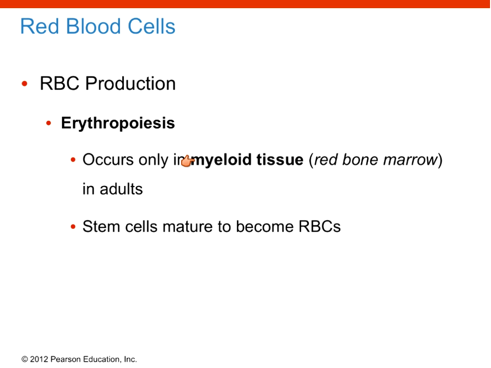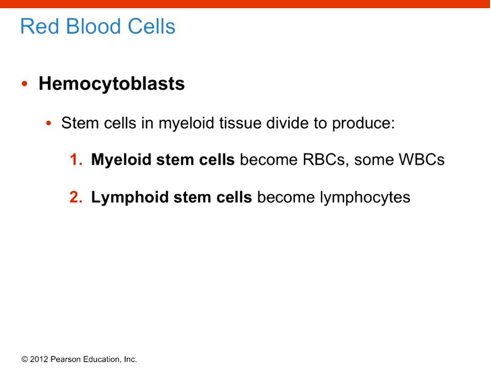We do have adult stem cells that mature to become red blood cells. And where do you think those adult stem cells are found? In the red bone marrow. Hemocytoblasts are the name of those adult stem cells that are found in the red bone marrow. They divide into two camps. So we've looked at how to recycle red blood cells. We haven't talked about how to make red blood cells.